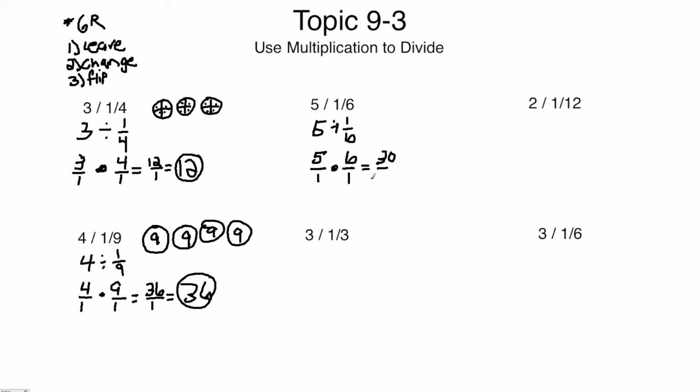And 1 times 1 is 1. 30 divided by 1 is 30. So there are 30 1/6 and 5 whole things. If you got that, great job.